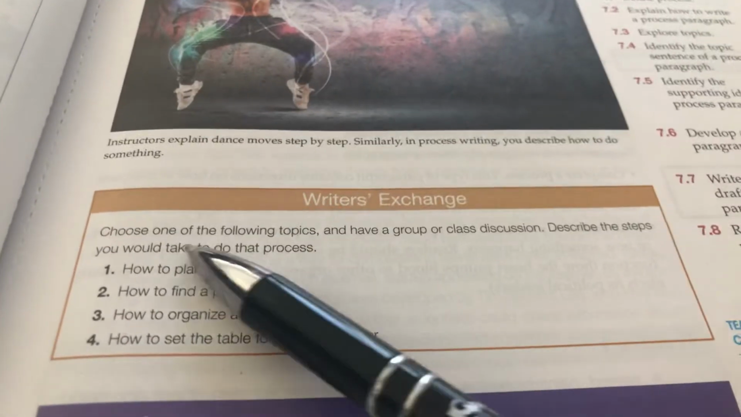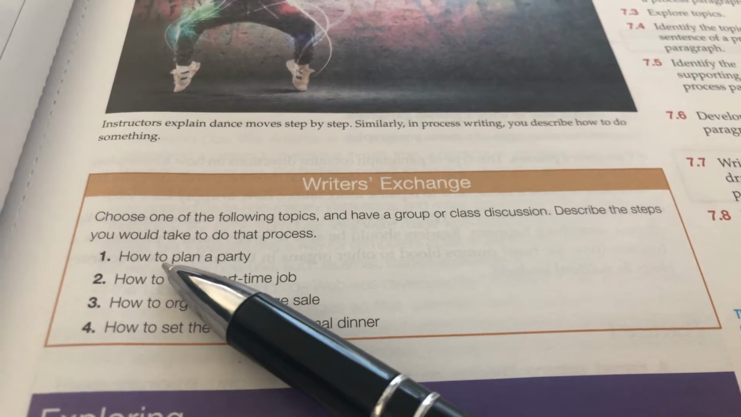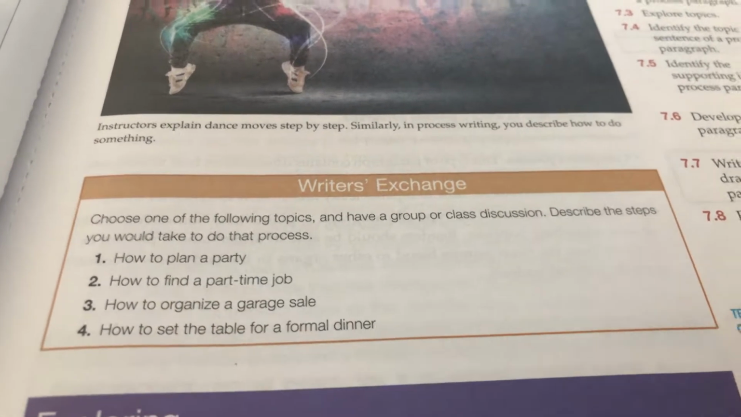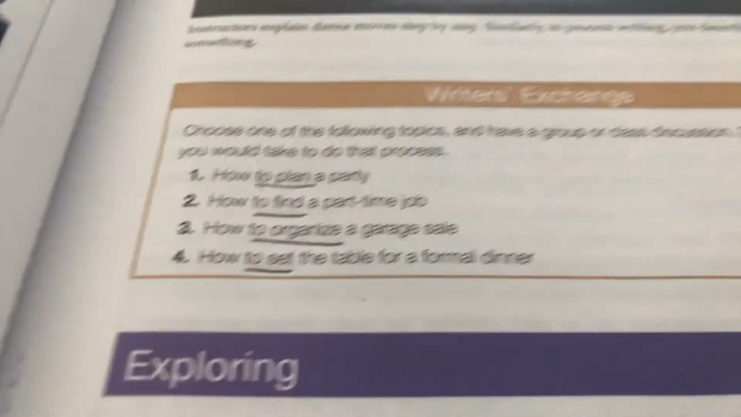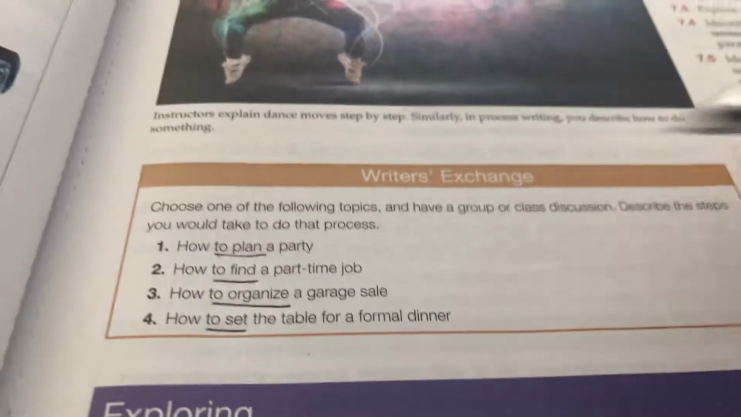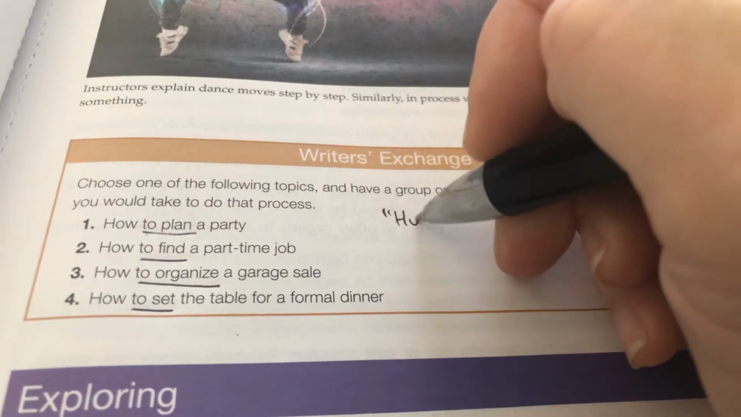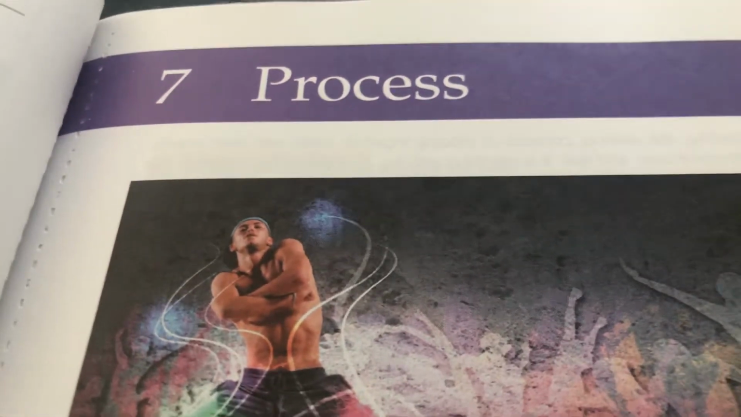Each one of these topics starts with the expression how to, how with the infinitive verb. The infinitive verb in English: to plan, to find, to organize, to set. Okay, so how is the question word with the infinitive verb, and we call this how to. And that's what makes a process, how to do something.